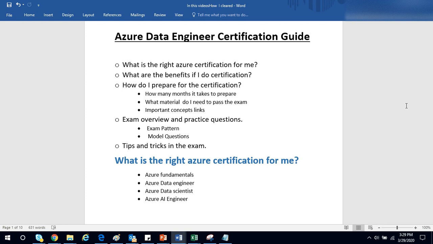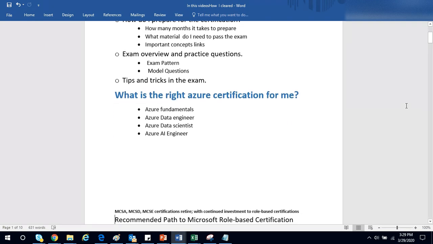Third one is Azure Data Scientist. If you are passionate about data science and machine learning algorithms, then Azure Data Scientist is the right one. And the next one is Azure AI Engineer. If you are interested to learn more about artificial intelligence tools like speech-to-text recognition, then Azure AI Engineer is the right one.